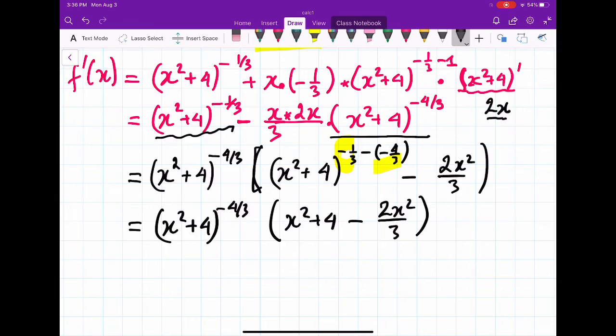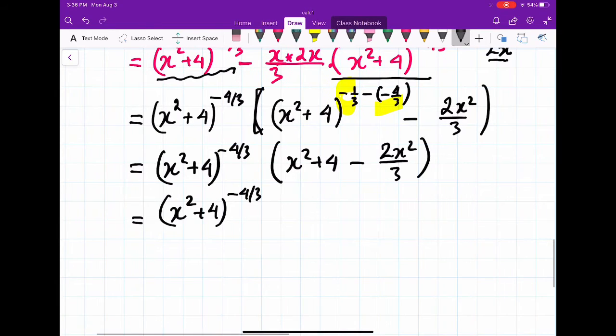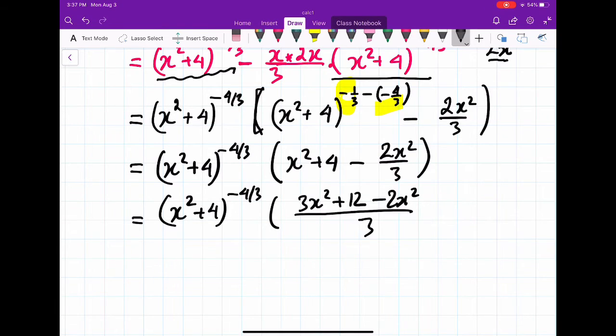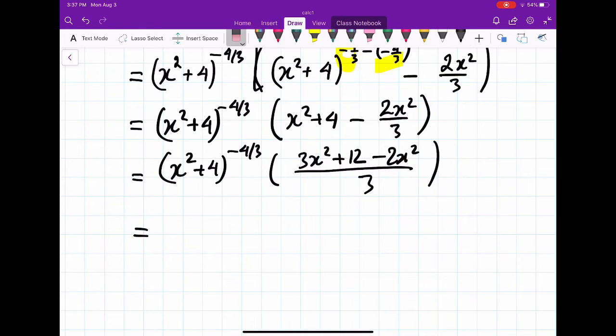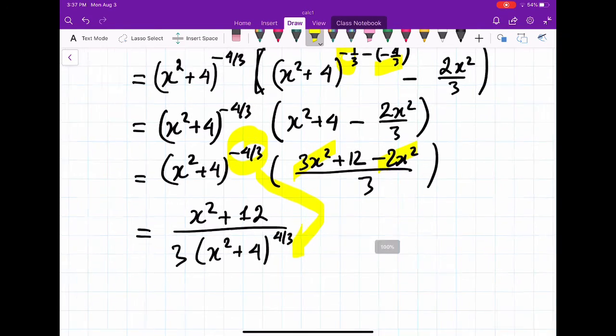You see? So basically, that is what? That is x squared plus 4 to the negative 4/3. And here you have 3x squared plus 12 minus 2x squared over 3. So I can write that, you simplify 3x squared with 2x squared, right? So you have x squared plus 12 divided by 3 times x squared plus 4 to the 4/3. Now I can convert this, right? We have a negative power, so we just convert to the denominator. Done. You see? A very nice derivative.